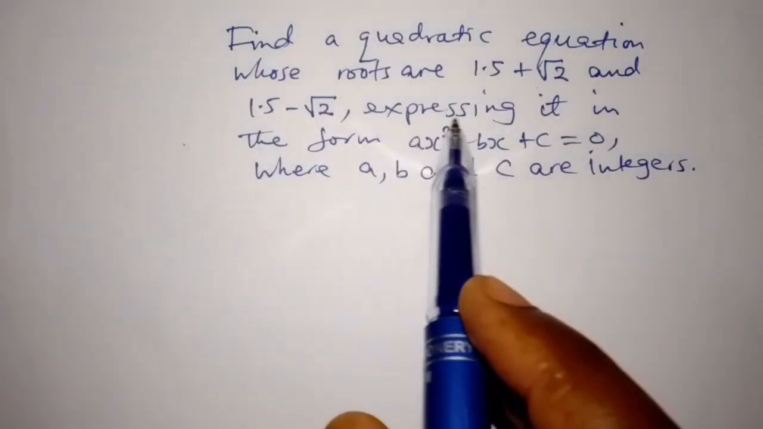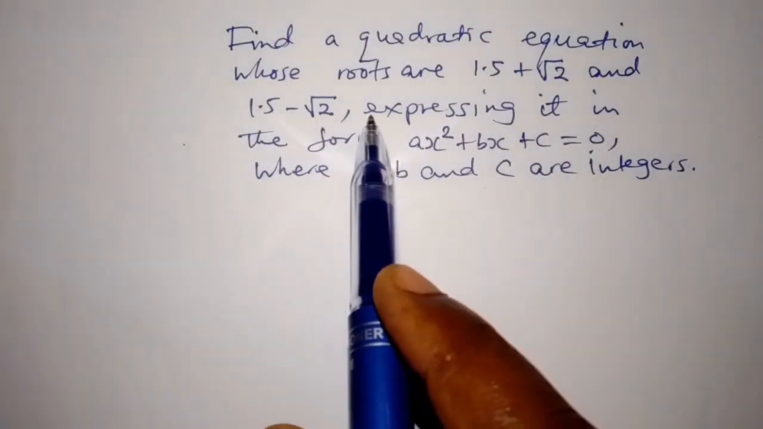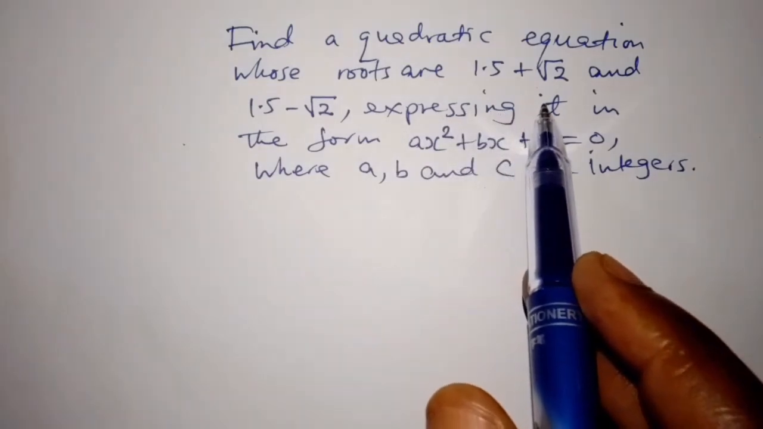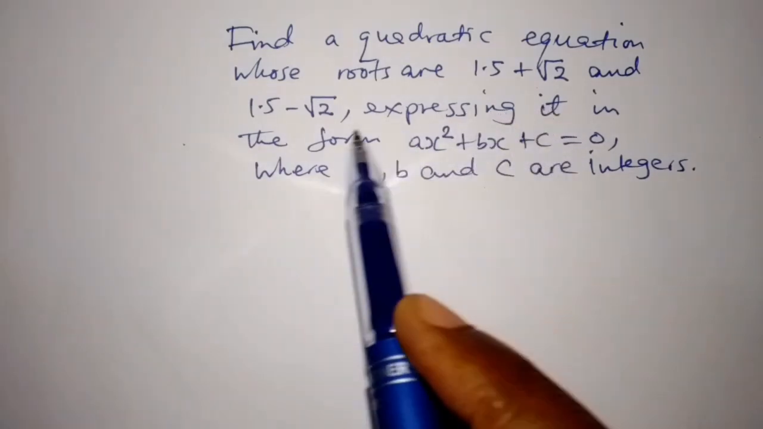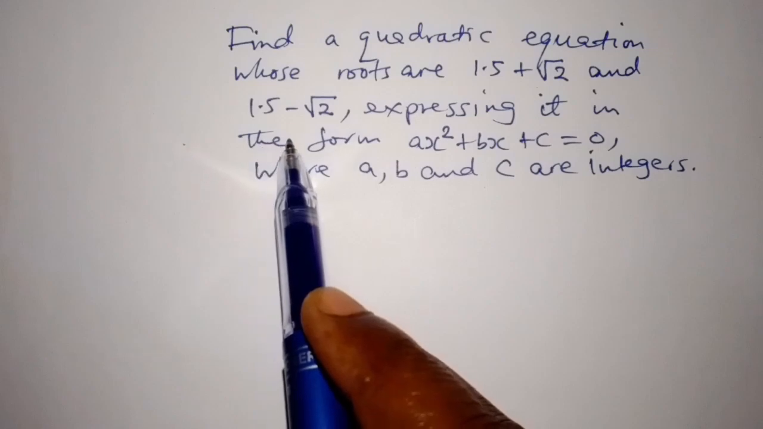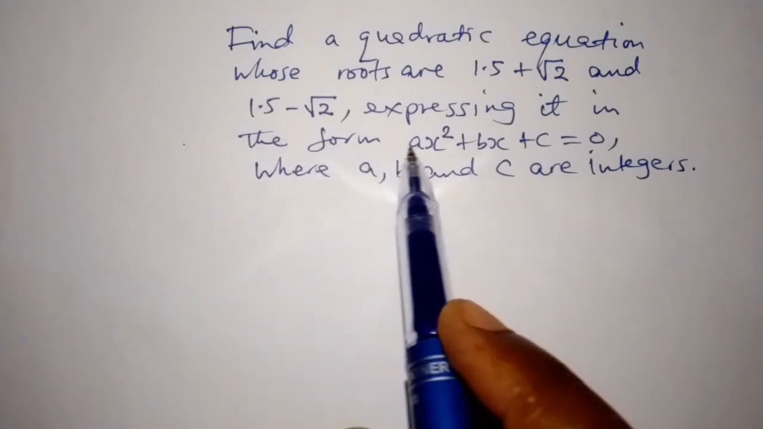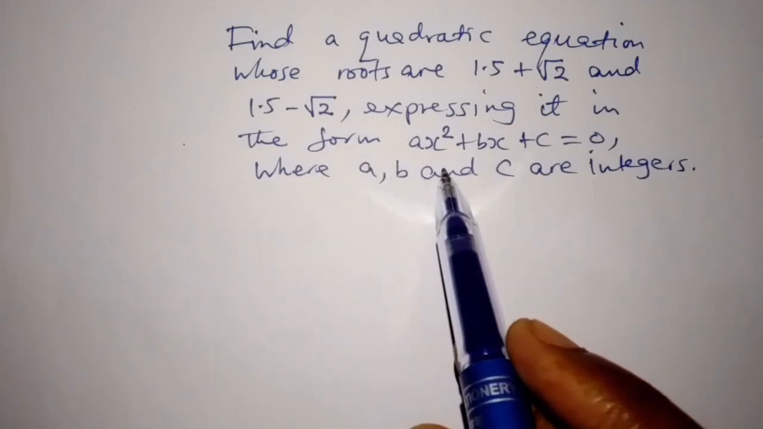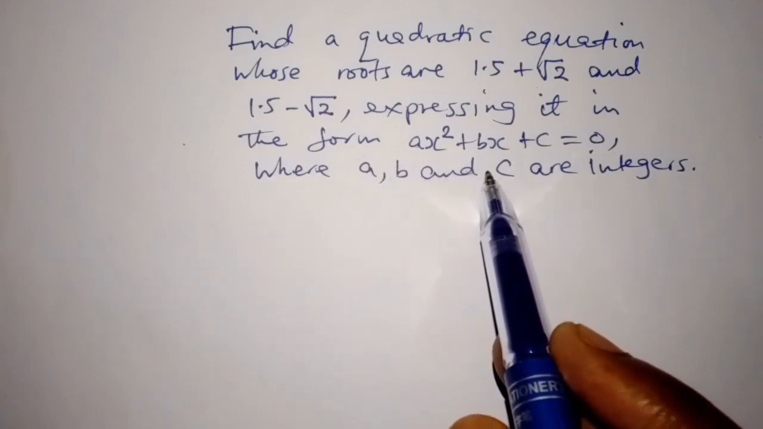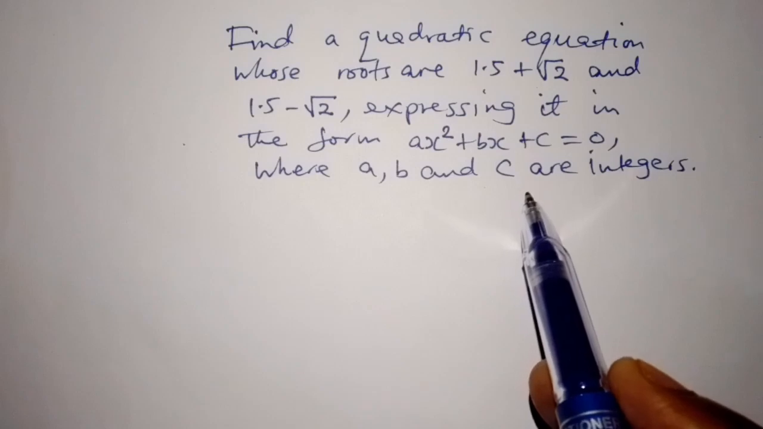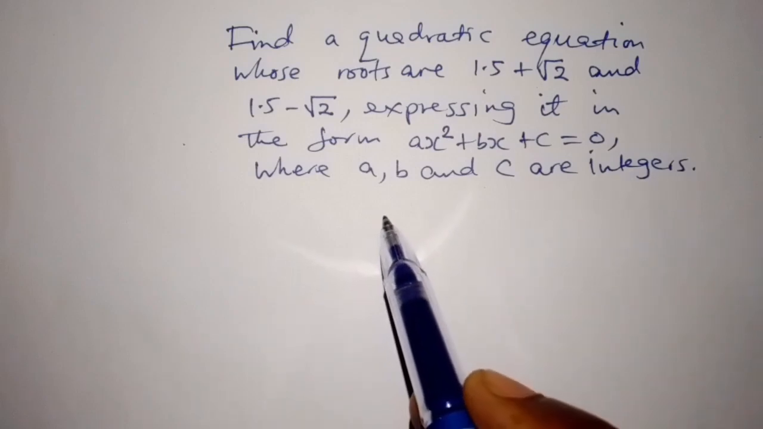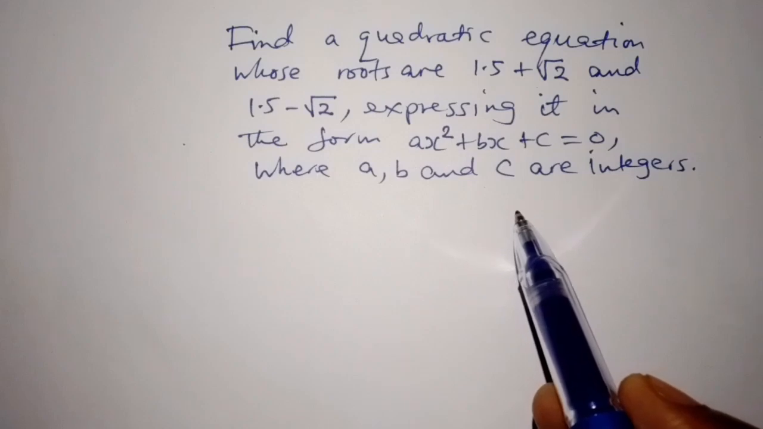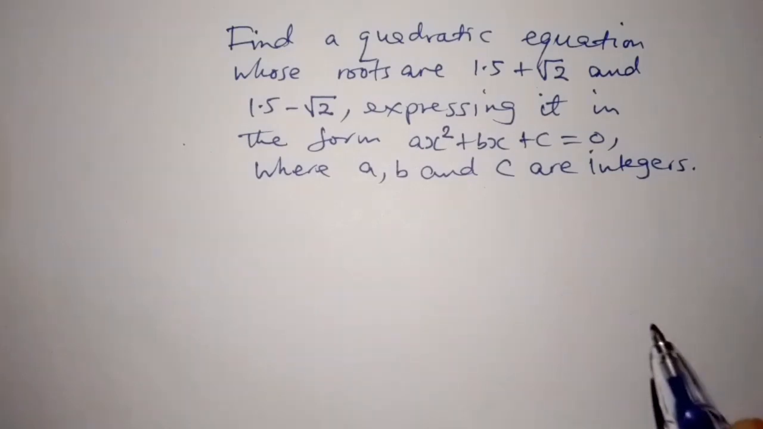Find a quadratic equation whose roots are 1.5 plus square root of 2 and 1.5 minus square root of 2, expressing it in the form ax squared plus bx plus c is equal to 0, where a, b, and c are integers.